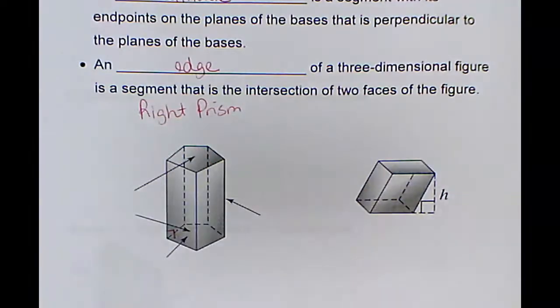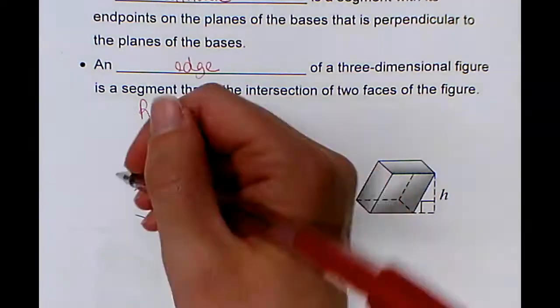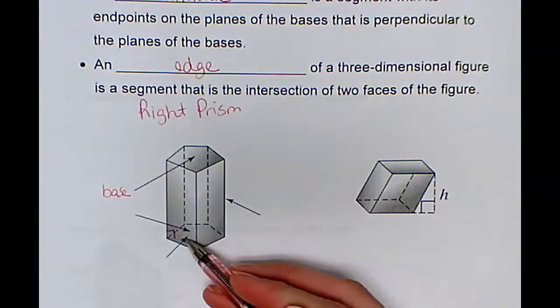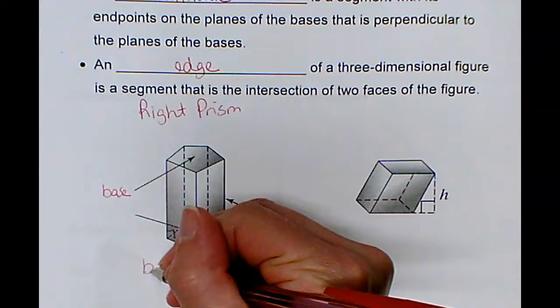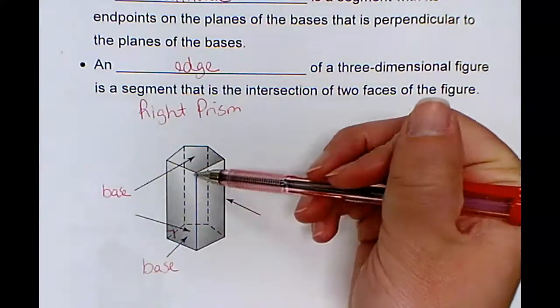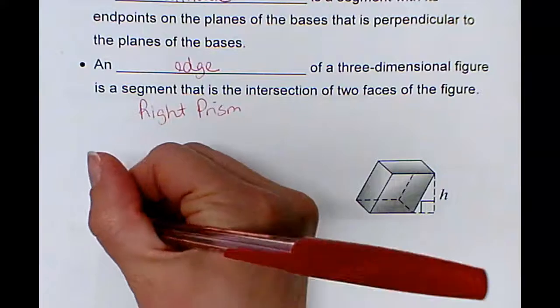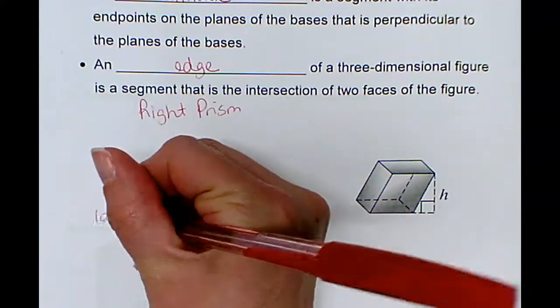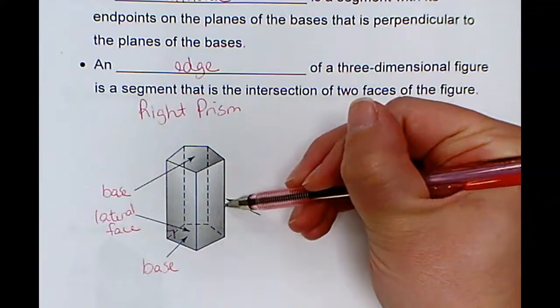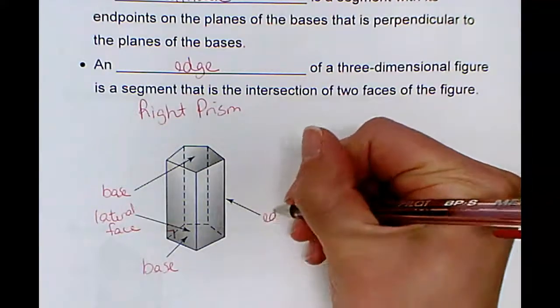Like that. This up here is a base. This down here is also a base. This arrow is pointing to this piece right here. This is a lateral face. And then this right here is an edge.